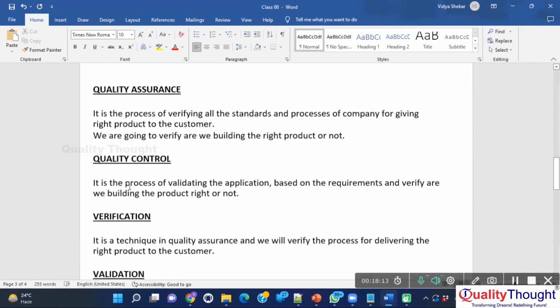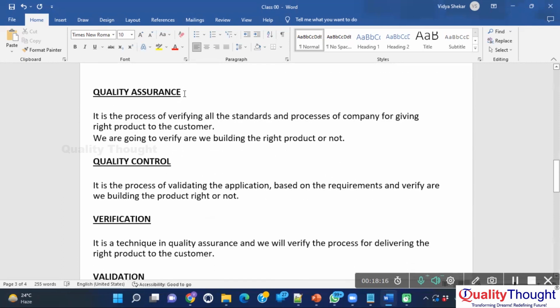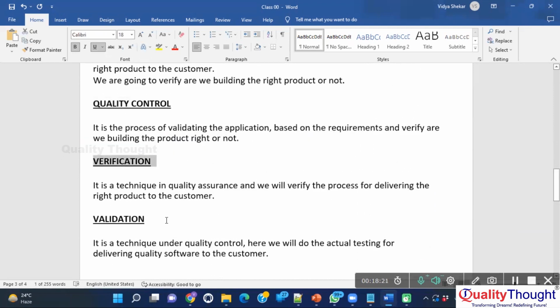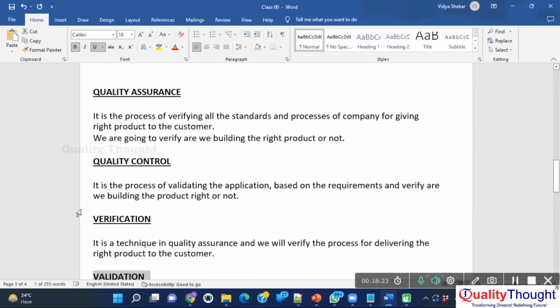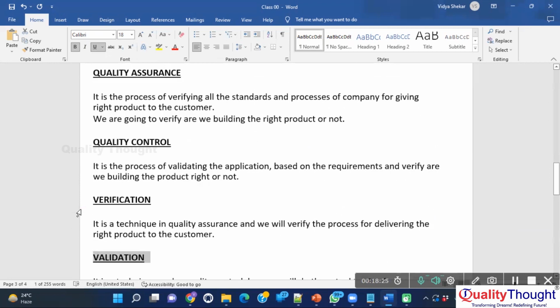These terms are used interchangeably in the interview also. When you go, they'll ask you what is the difference between QC and QA, or what's the difference between verification and validation. Is this clear, what I'm talking? Yes, sir. Sir, quality assurance and verification, you said both are the same, right? Yes. Quality assurance, QA, and verification are both the same. Once again, let me explain quality control or validation.